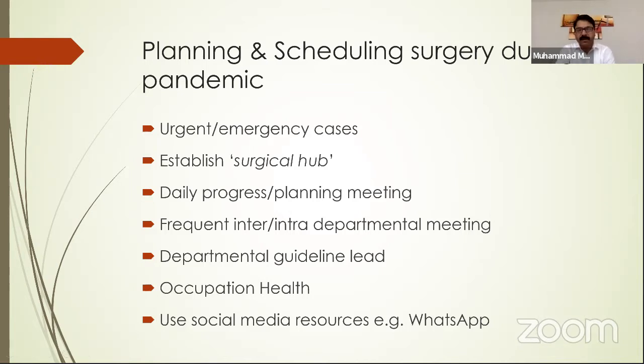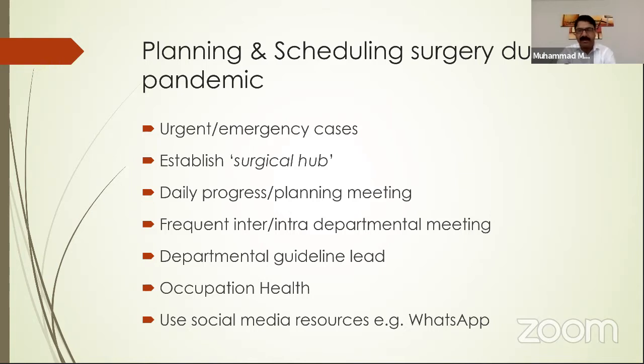So we set up a few principles from the Ireland point of view, because we are the National Center for Ophthalmology, and we also provide the cancer service. We decided that only urgent and emergency surgery that cannot be delayed should go ahead. We established a surgical hub. In that hub there were senior team members: the consultant anesthesiologist, the chairman, the consultant surgeon who is the chairman of ophthalmology, and the theater manager, who had a mobile number available to all staff members 24 hours a day. We have a daily Zoom meeting to discuss the progress of the day and plan for the next day. And we have frequent departmental and interdepartmental meetings to discuss the challenges and establish the guidelines.